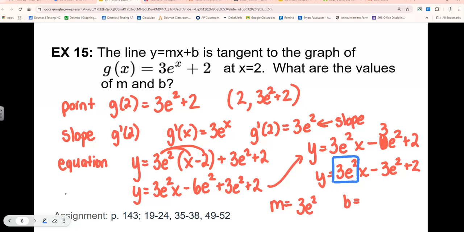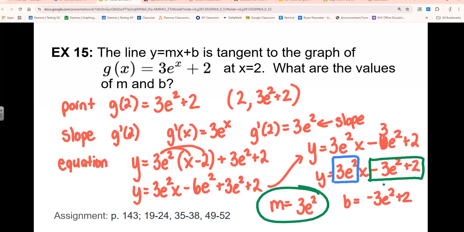What's b? It is everything else over here. It's minus 3e squared plus 2. It's all this stuff on the end. Because if I type this stuff into a calculator, it will give me a decimal for it, right? So these are your answers here. They're not necessarily difficult. It's just usually kids fall apart because your answer looks so ugly, right?